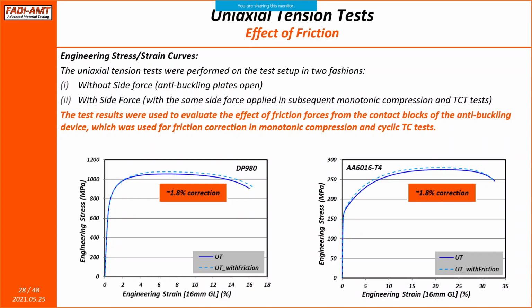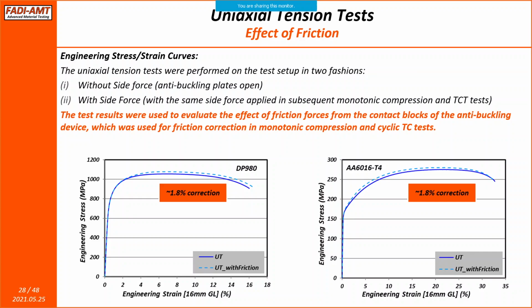The uniaxial tension results: the tests, all of them were done on a custom sample, and the uniaxial tension tests especially were done with two configurations. One was without any side force with the anti-buckling plates completely open, and the second configuration was with side force. So this side force reading was taken from the tests that will be discussed in the subsequent slides, which are monotonic compression and TC tests.